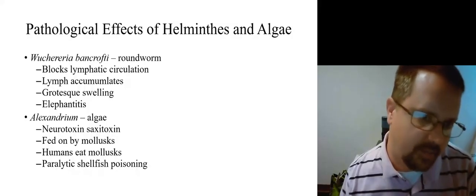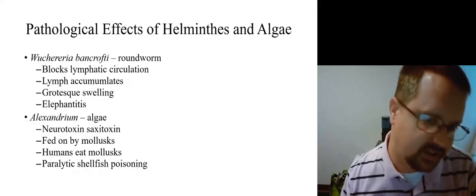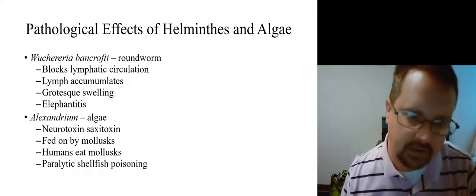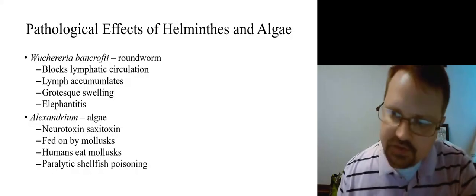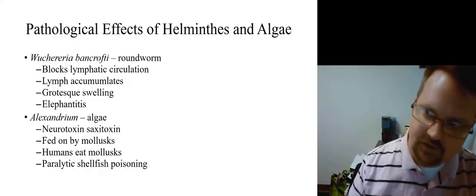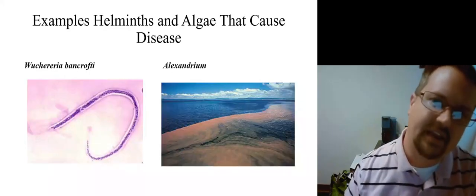Alexandrium is an algae that makes a neurotoxin called saxitoxin. They're fed on by mollusks. People eat the mollusks, and it causes paralytic shellfish poisoning. So you have to be careful with some of these. Some of these algae produce neurotoxins, like the red tide and things like that.